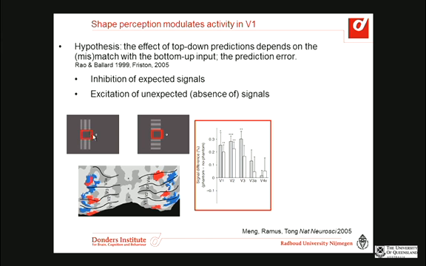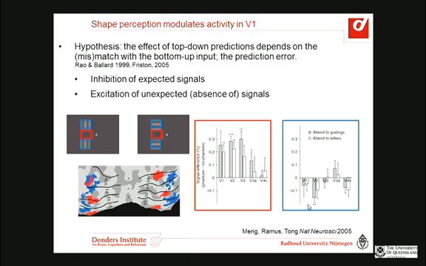A higher order region may detect a long continuous line segment and send feedback of that back to V1, but V1 doesn't get input here, so there's a mismatch. They also looked at the region of V1 and other early visual cortex that responded to the different gratings themselves, and there they did not find such an increase. In fact, they found a hint of a decrease.